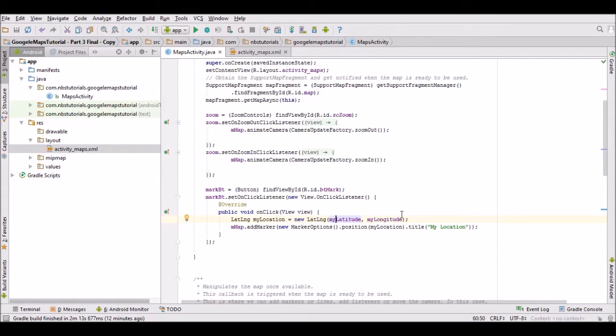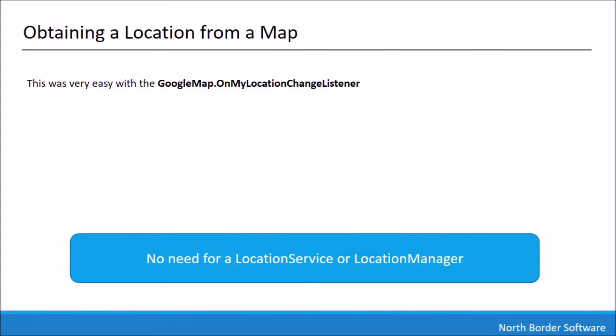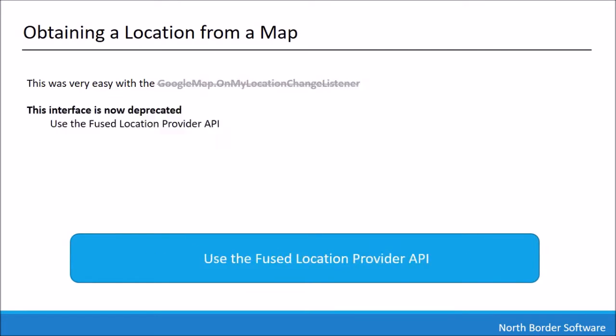What we'll do now is break away and look at some strategies for getting those values. We need to get a longitude and latitude in order for the marker to work. Prior to API 24, that was very easy using the On My Location Change Listener, and this was part of the Google Maps interface. We didn't even need to set up a location manager or a location service. The problem we have now is that that interface has been deprecated. The recommendation is to use the FusedLocationProviderAPI, and that's what we're going to look at doing now. So let's get back to the programming.